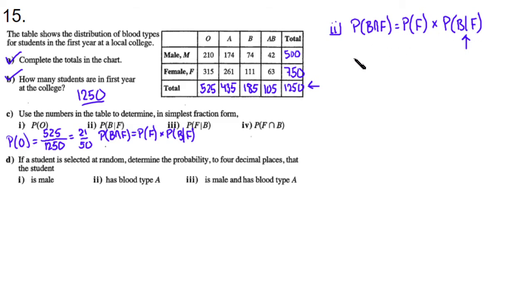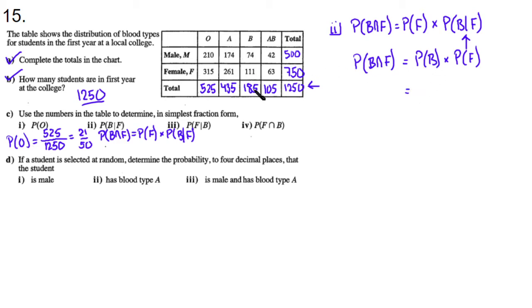So let's start with the probability of blood type B and being female. Okay. This is equal to the probability of blood type B times the probability of it being a female. And now we can actually plug in these probabilities using our table here, right? So what's the probability of blood type B?